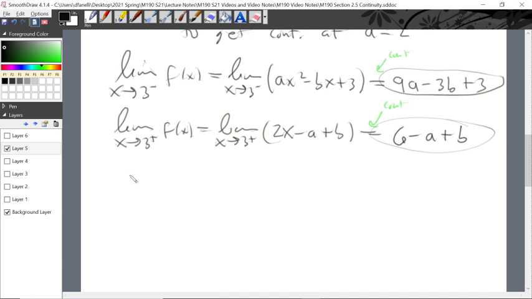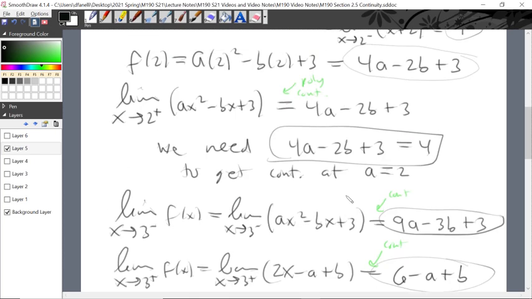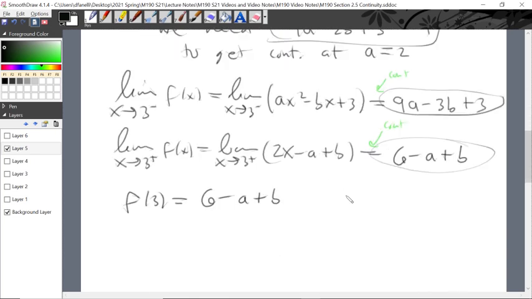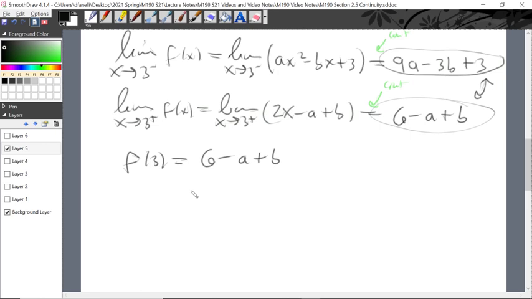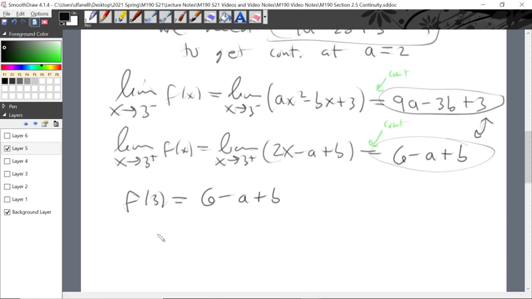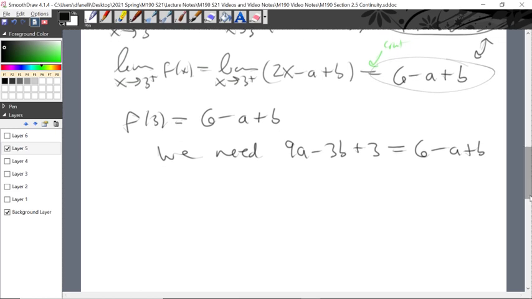And then finally, what is f of 3? Well, f of 3, we would evaluate this expression here. When x is equal to 3, we're going to get 6 minus a plus b again. So in order to get continuity at 3, we need for these expressions to be equal to each other. So we need 9a minus 3b plus 3 to be equal to 6 minus a plus b. We need that statement to be true.